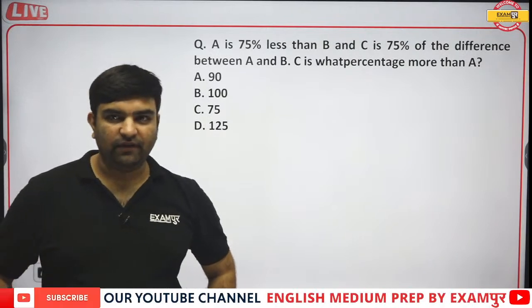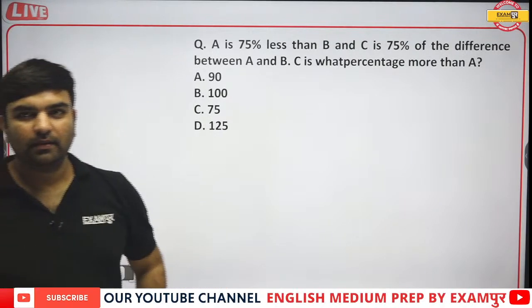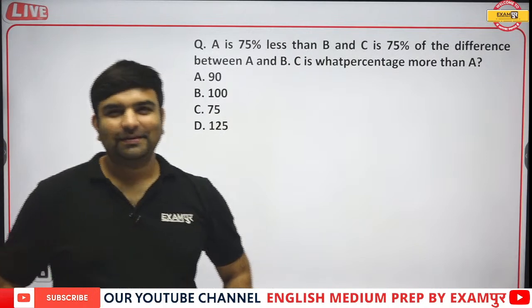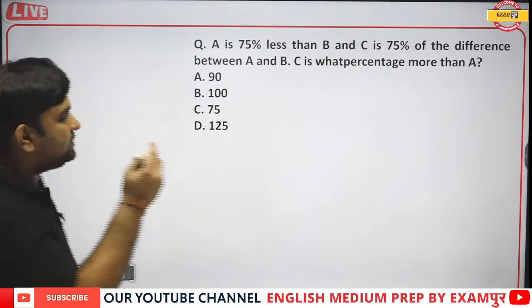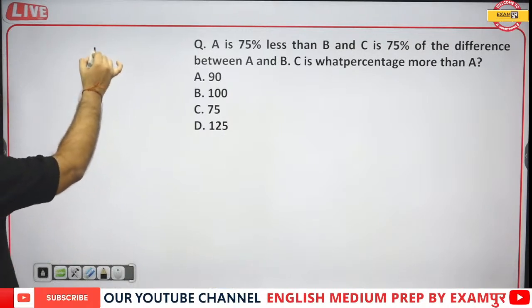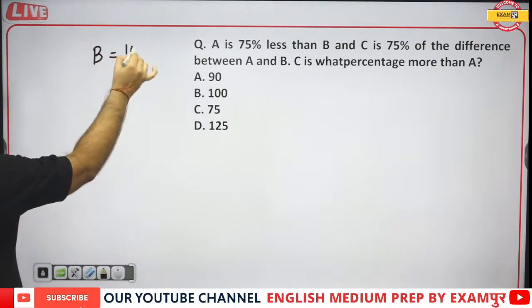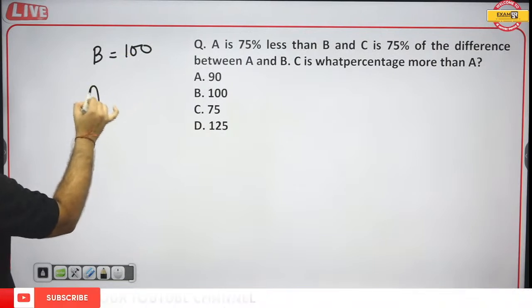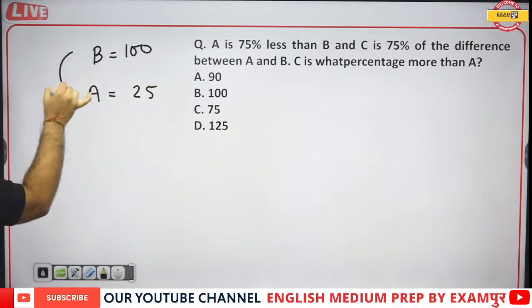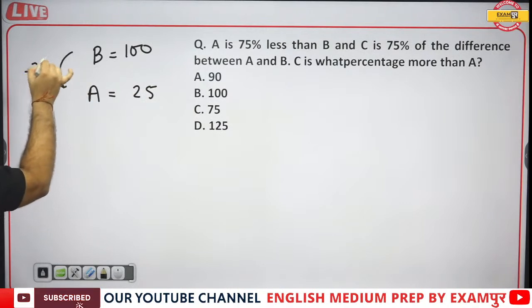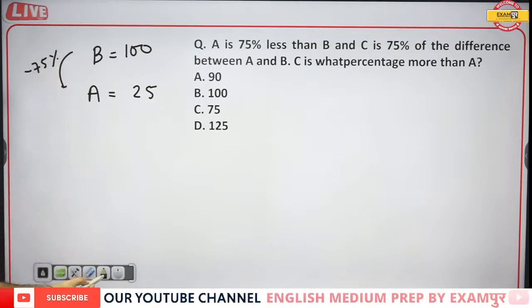A is 75% less than B. Oh wow. So if B is 100, A is 75% less. So only 25.